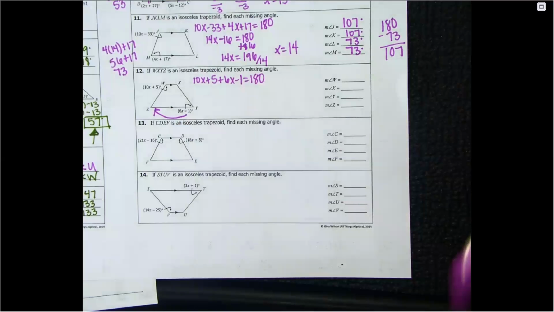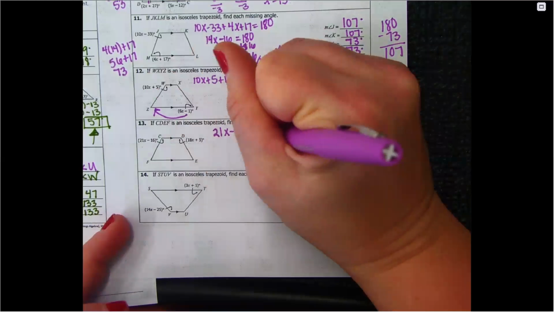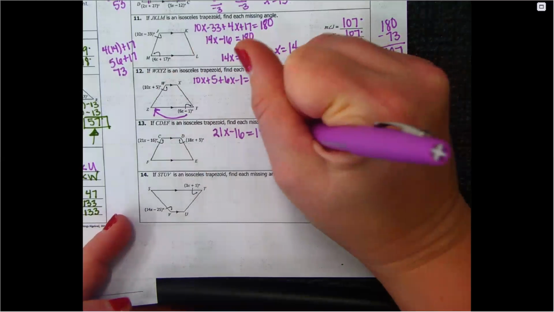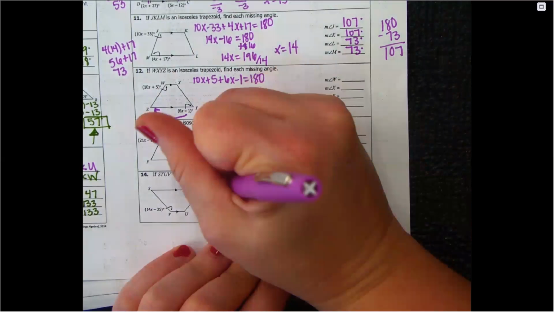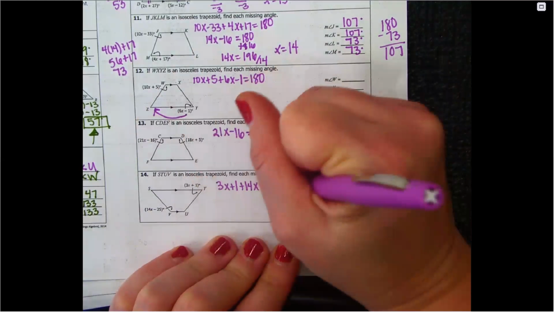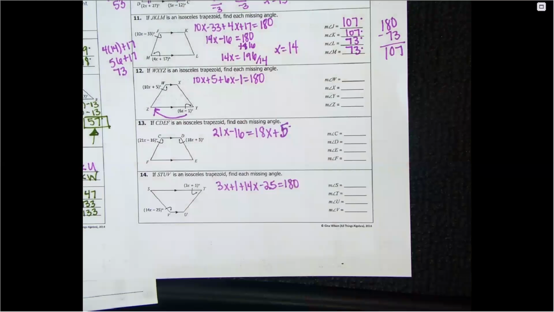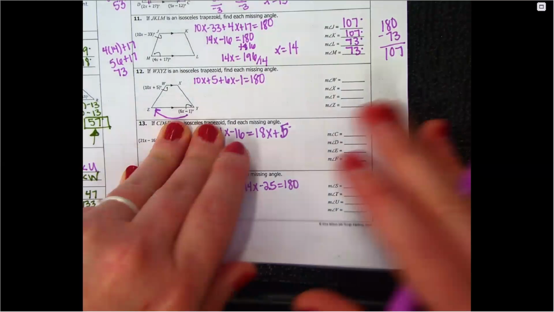Good. You have to set those two equal to each other. They are base angles. Even though they're at the top, they're still considered base angles. What would you do for number 14? That's right. Opposite angles are supplementary. So just like that. Ta-da. All right, flip your page over.